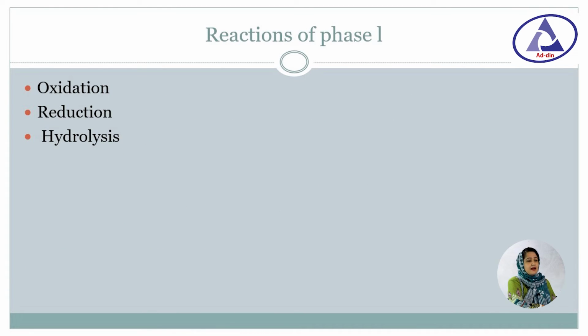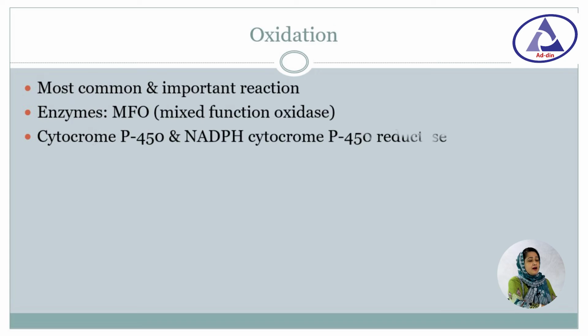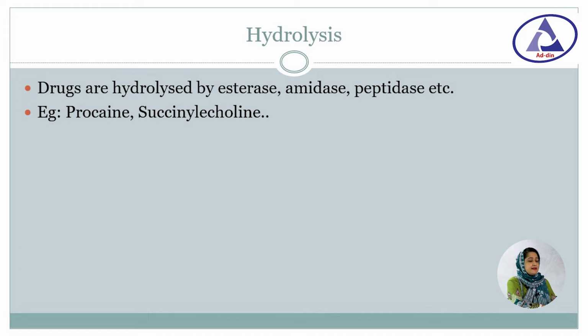The reactions that occur in the phase 1 reactions are oxidation, reduction and hydrolysis. Oxidation is the most common and important reaction that occurs in the phase 1 reaction of the biotransformation. The enzymes involved are called the mixed function oxidase, cytochrome P450, NADPH cytochrome P450 reductase. Hydrolysis. In hydrolysis, drugs are hydrolyzed by esterase, amidase, peptidase, etc.